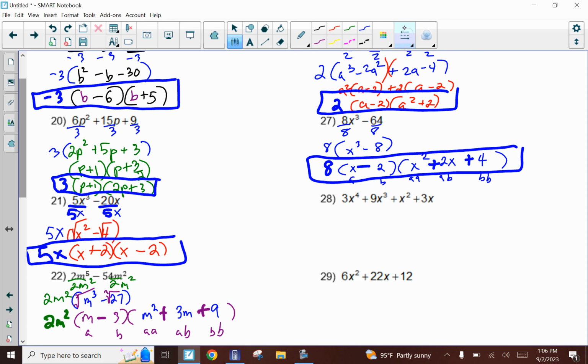Okay, next one. It looks like there's a GCF here. Now, this has a 1 on it, so I'm not going to take out a 1 because that doesn't do anything for me right now. What I am going to do, though, notice how they all have x's, so I'm going to take out an x.